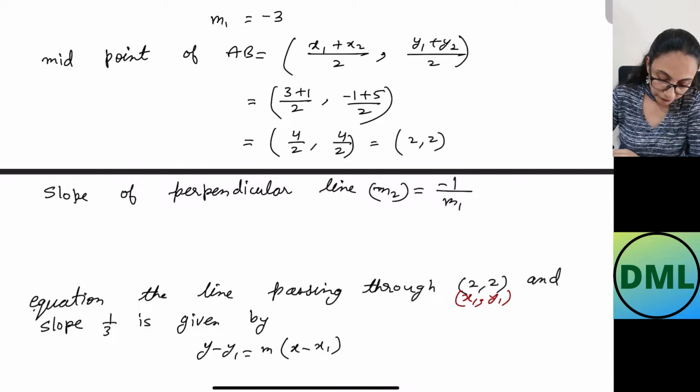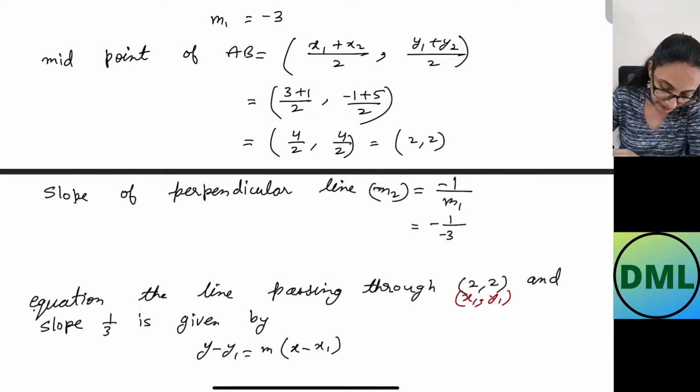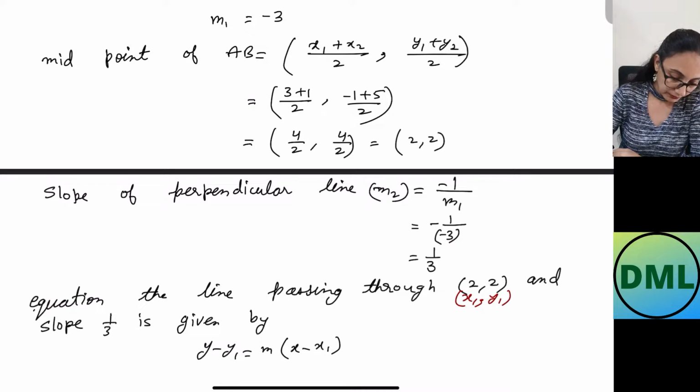Now the slope of the perpendicular line m2 is given by -1 over m1. Let's substitute the value here. It will be -1 over m1. m1 is equal to -3. So that equals 1 over 3. Now the equation of the line passing through the point (2, 2) with slope 1/3 is given by y - y1 = m(x - x1).